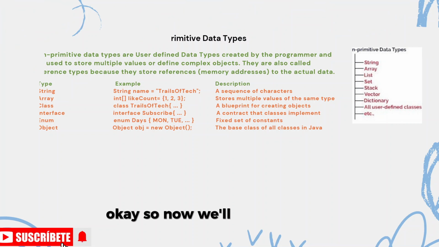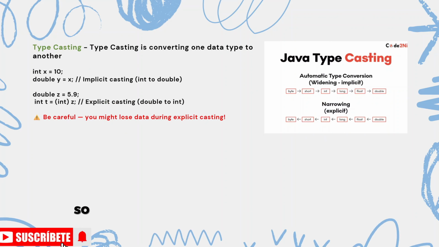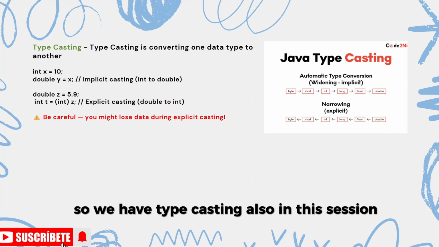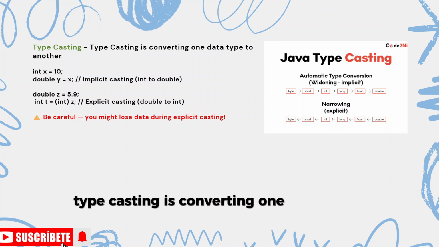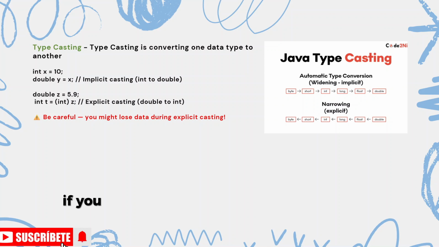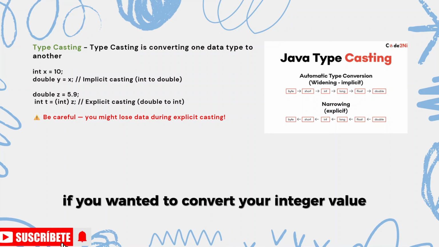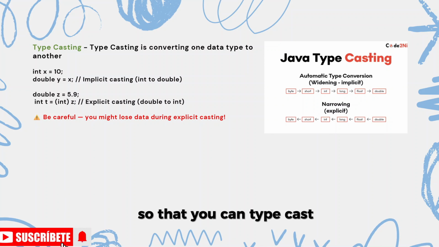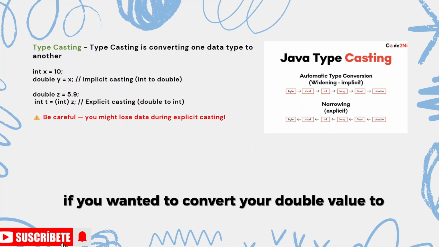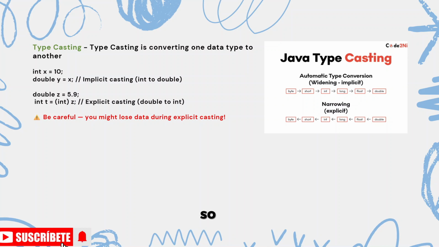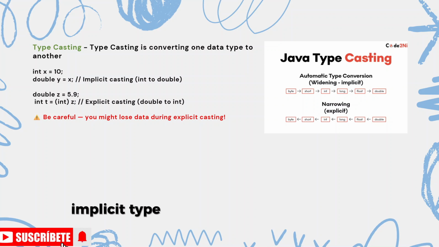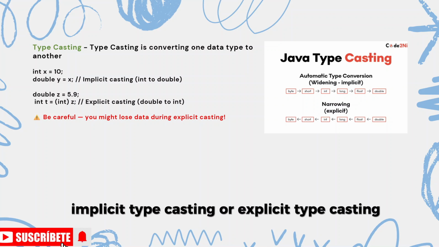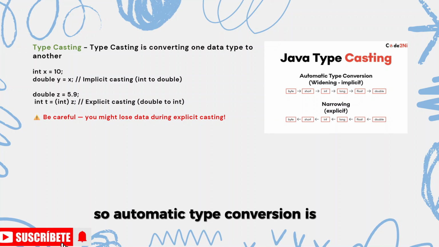Okay, so now we'll proceed further. We have typecasting also in this session. What is typecasting? Typecasting is converting one data type to another data type. If you want to convert your integer value to double, you can typecast. If you want to convert your double value to integer, that also you can typecast. There are two types of typecasting: implicit typecasting and explicit typecasting. Automatic type conversion is there.